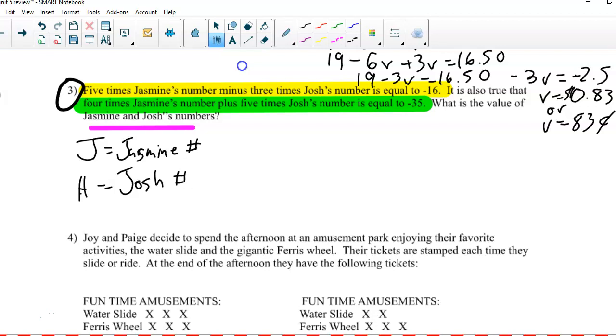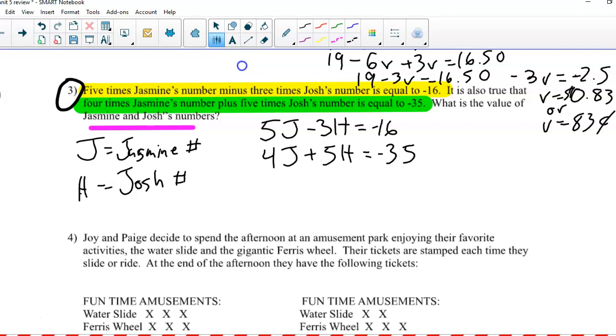So J and H. And then Mary, you started to say one of the equations. 5j minus 3h equals negative 16. And the other one is 4j plus 5h equals negative 35. So because it's specifically asking about numbers, we are just going to solve these.